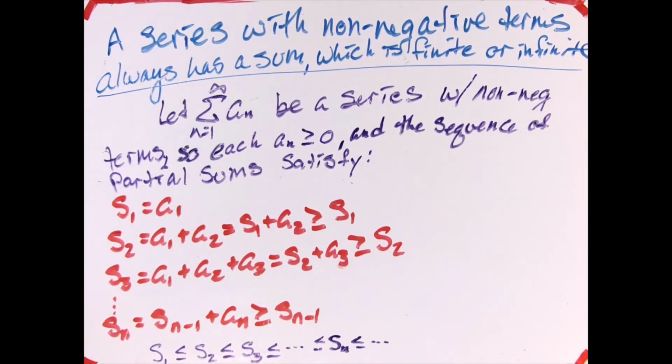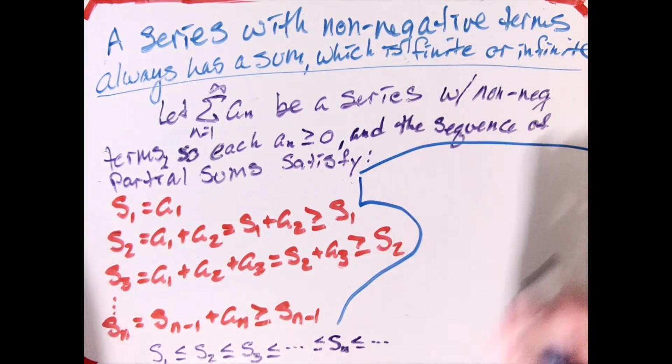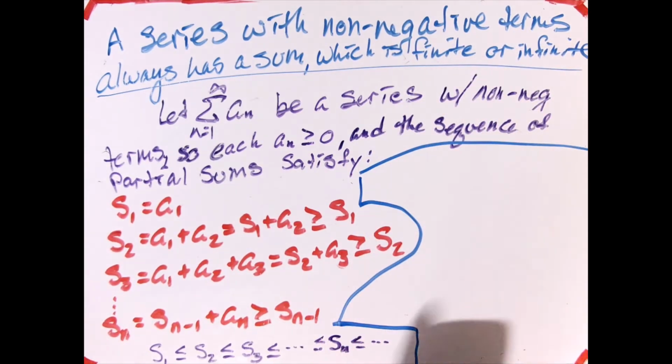And so what I can say in general is that my sequence is increasing. This is s sub 1 right here, s sub 1, s sub 2, s sub 3, all the way to s sub n, and keep on going and going and going. So then what can I say from here? Well, one of two things is happening. I have this sequence here, and notice that this is a monotone sequence because it's increasing, and one of two things is happening. Either it's bounded above or it's not.